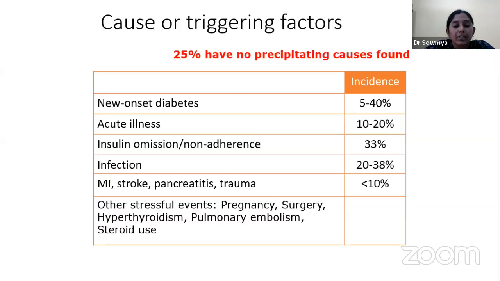Other conditions include MI, stroke, pancreatitis, trauma, and other stressful events like pregnancy, surgery, hyperthyroidism, pulmonary embolism, and even steroid use, which we are commonly seeing in the COVID situation where more steroid usage is done, and it may be new onset diabetes also. So these are the triggering factors.